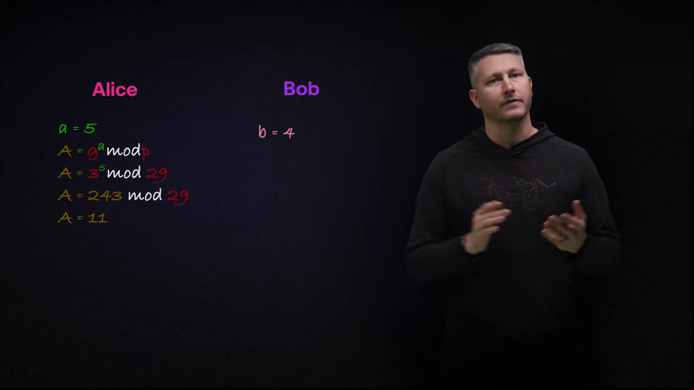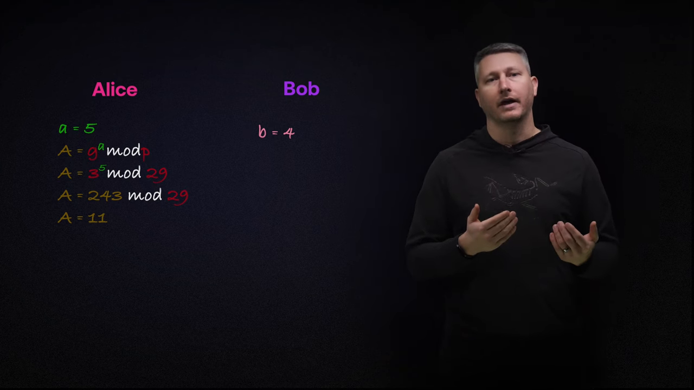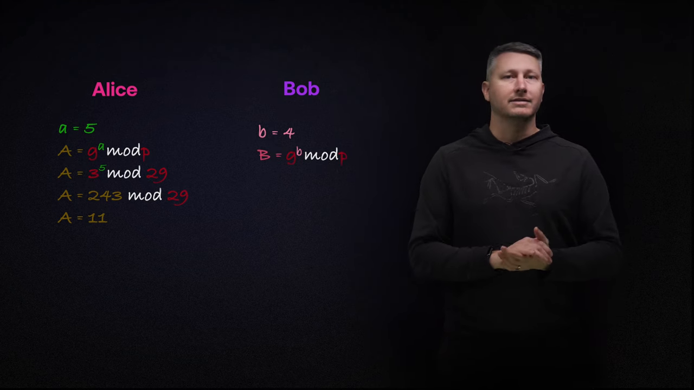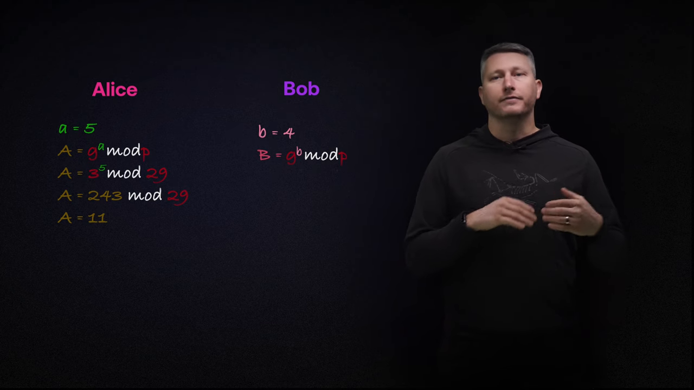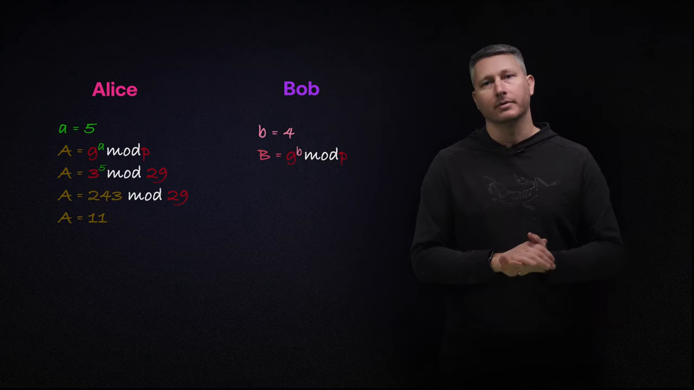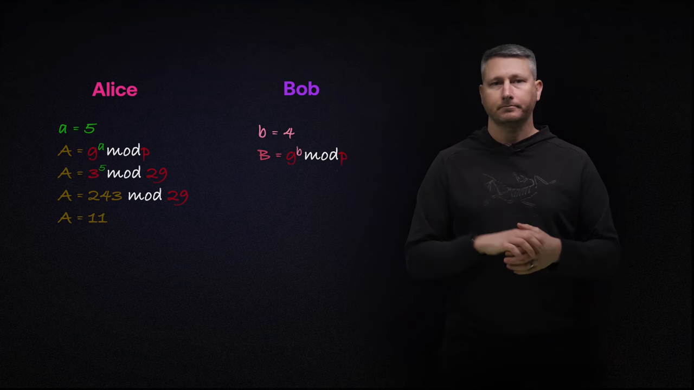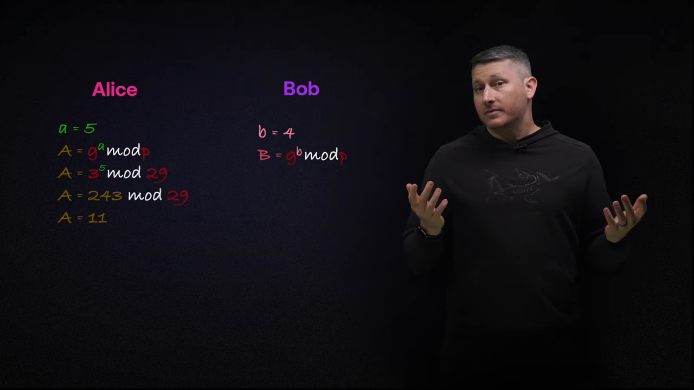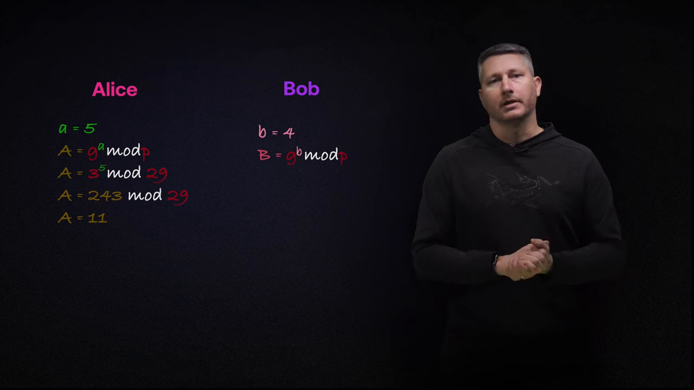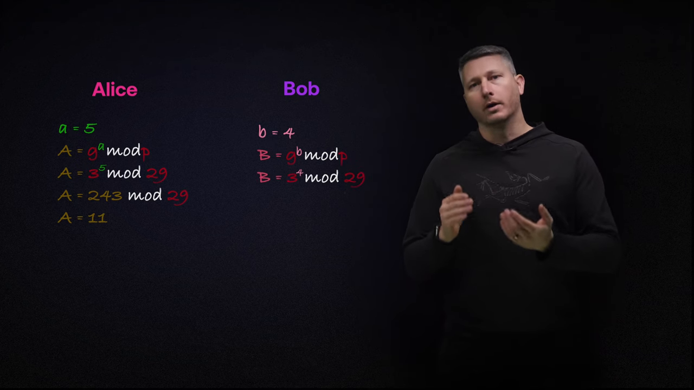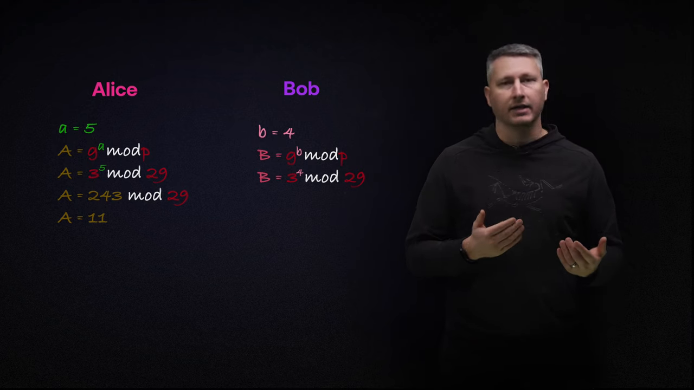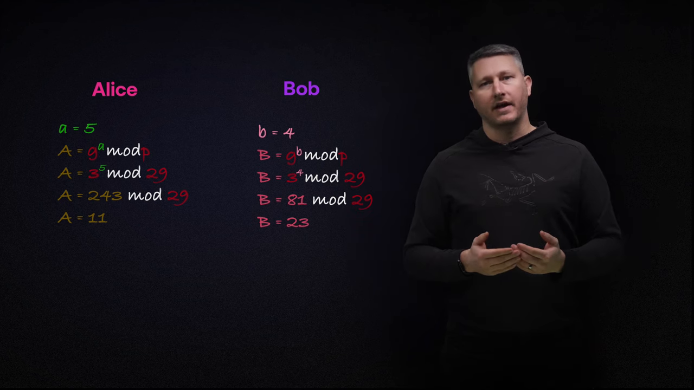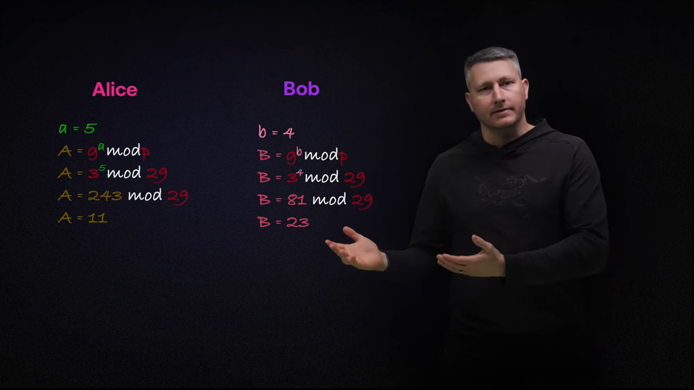Now it's Bob's turn to run the same calculation, except he is trying to find the value for capital B, using the formula G to the power of lowercase b mod p. The values for G and P are the same two numbers that Alice and Bob agreed upon beforehand. The difference is Bob's secret value, lowercase b, which he chooses to be the number 4. So we plug our numbers into the formula, giving us 3 to the power of 4 mod 29. This equals 81 mod 29, which turns out to be 23. Now that Bob has his value for capital B, he can send it to Alice.